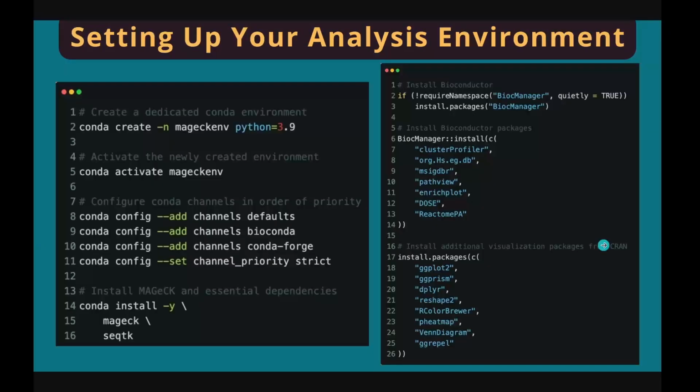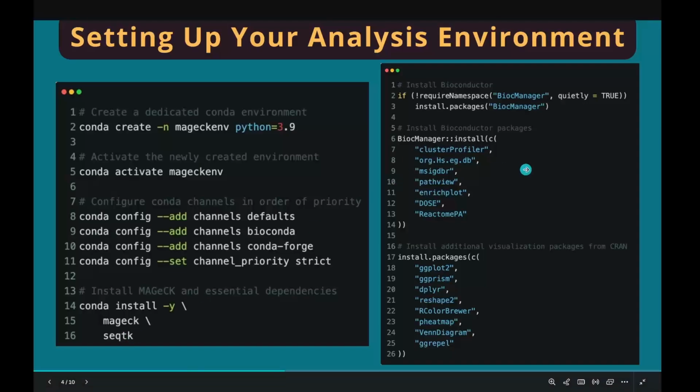Let's start by setting up your analysis environment. You need a Linux system, but it doesn't have to be powerful, because our CRISPR screen datasets are small. Even your laptop can handle it. Now open your terminal. Create a conda environment for MAGeCK. Activate it. Configure the conda channels in this order. Install MAGeCK. You don't need SIGTAG, but this package is very powerful for manipulating FASTQ files.